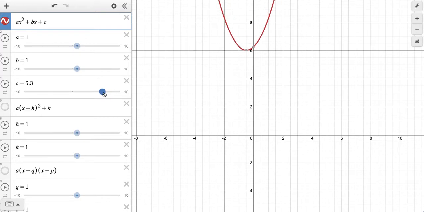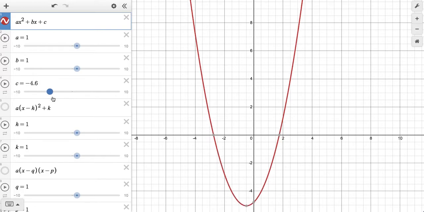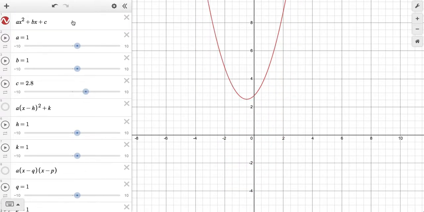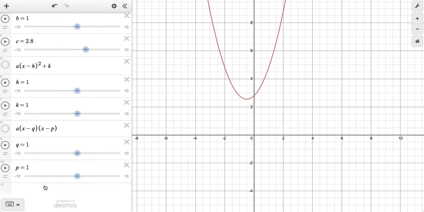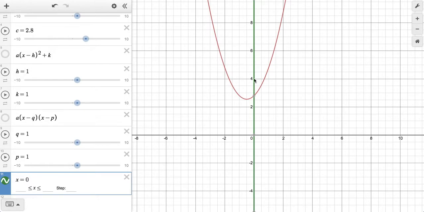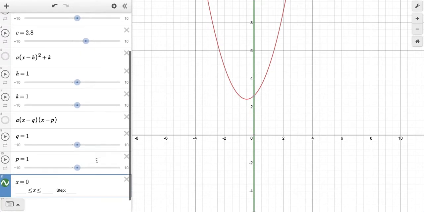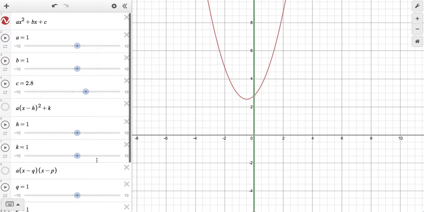But why does this happen? Even if it's negative, that's always the rule. C is always the y-intercept because if we imagine the line x is equal to 0, which is this green line, we have to find when this function, so the ax squared plus bx plus c, intersects with this line, y is equal to 0, x is equal to 0. To do that, we have to substitute in x for 0.